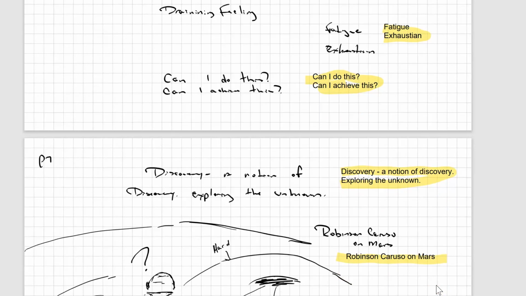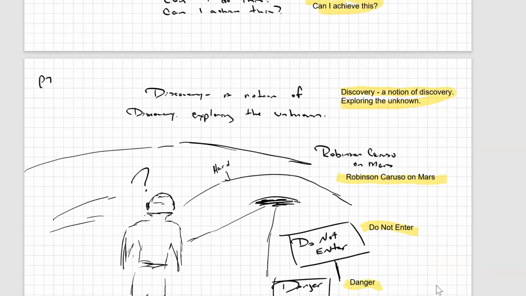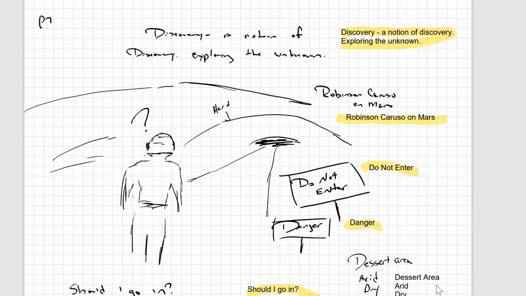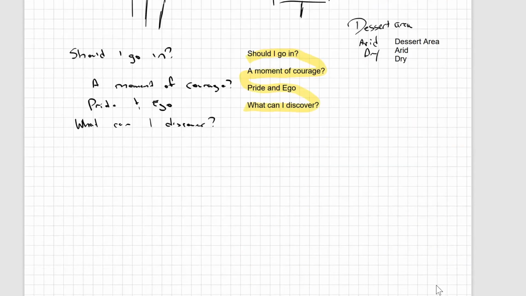I had a sense of Robinson Crusoe on Mars, if you remember the old movies. And he finds this hardened structure, do not enter, danger. And he's wondering, should I go in? And has a moment of courage. His pride and ego came into play. And then he realized, what can I discover?